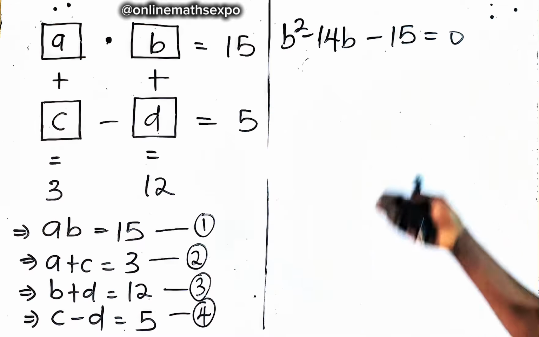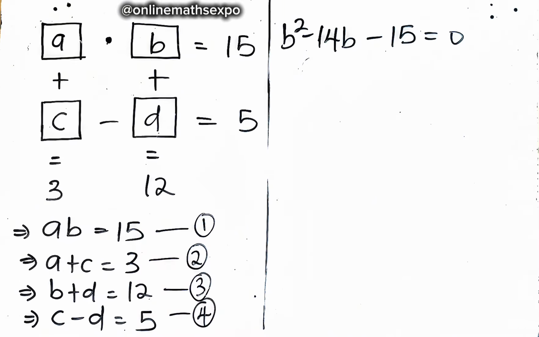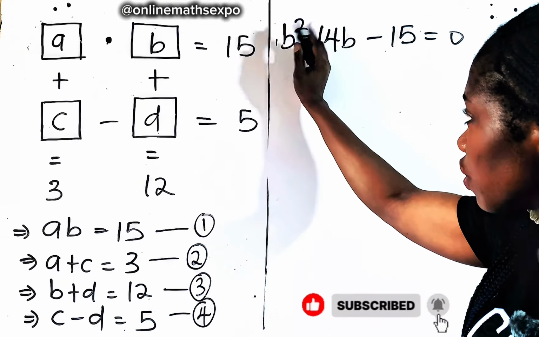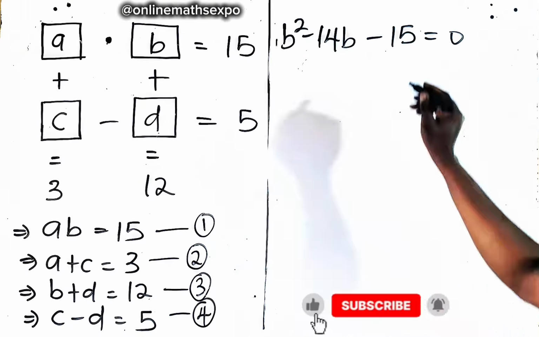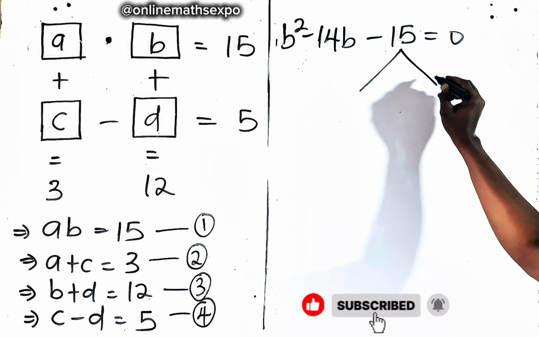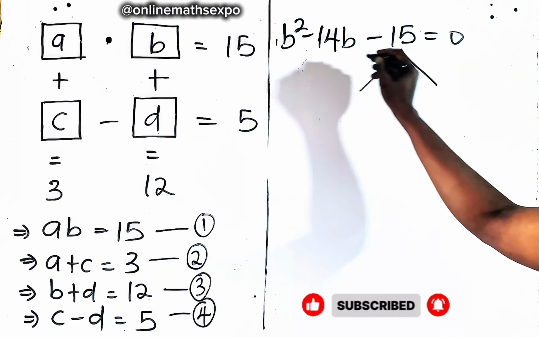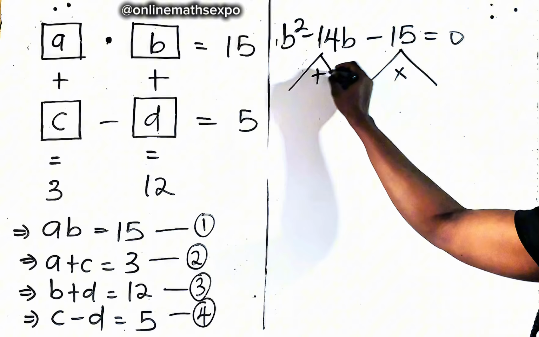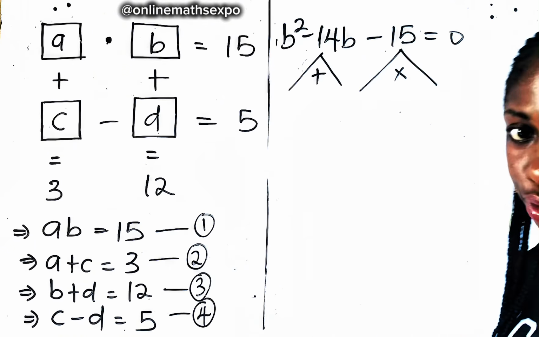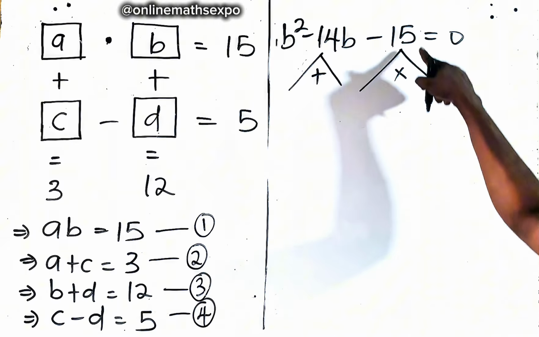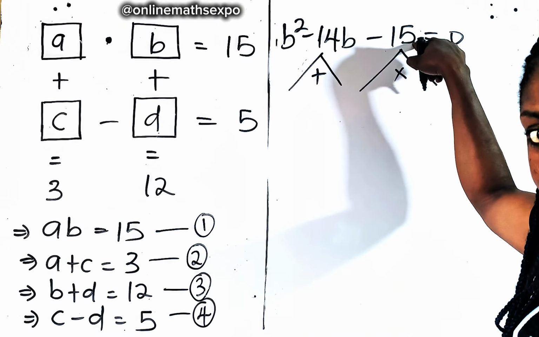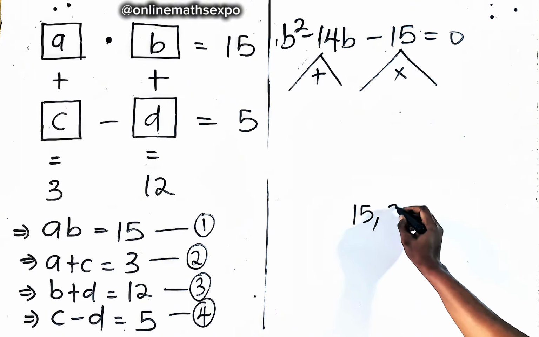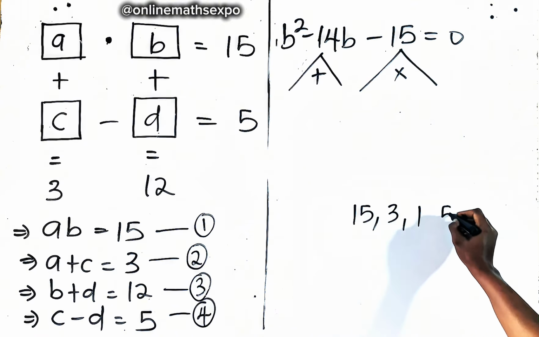Solving this equation, we are going to factor. Now, because there's an invisible 1 here, we don't have issues. What we just need to do is to get two numbers we can multiply to give us negative 15, and when we add them, it gives us negative 14. You get those numbers from the numbers that can divide 15. And you know 15 is 15, 3, 1, and 5.